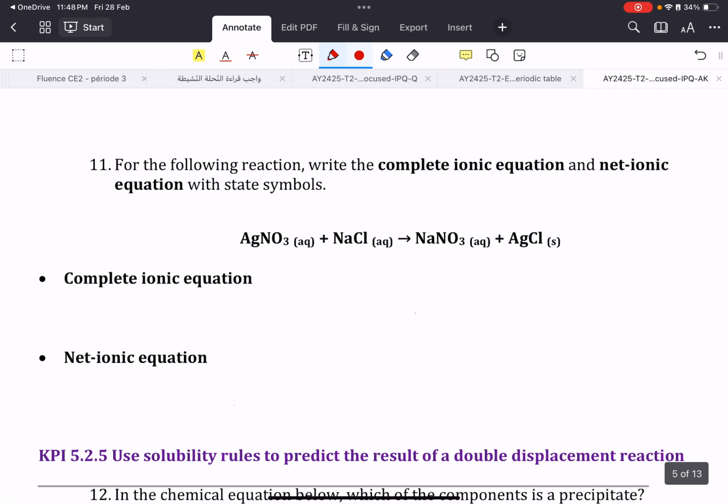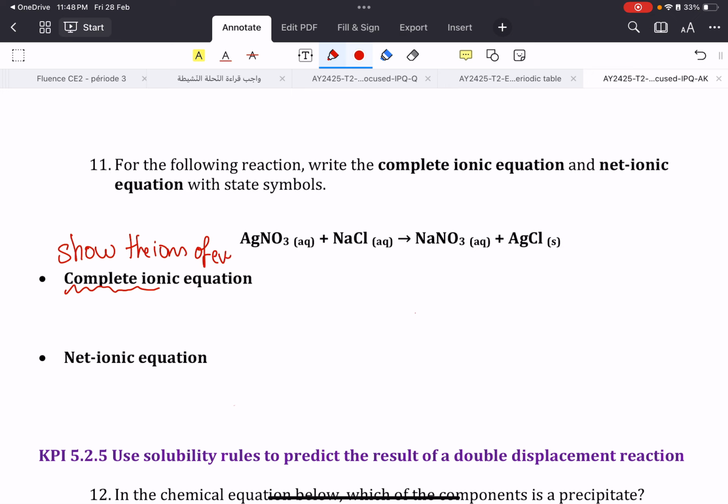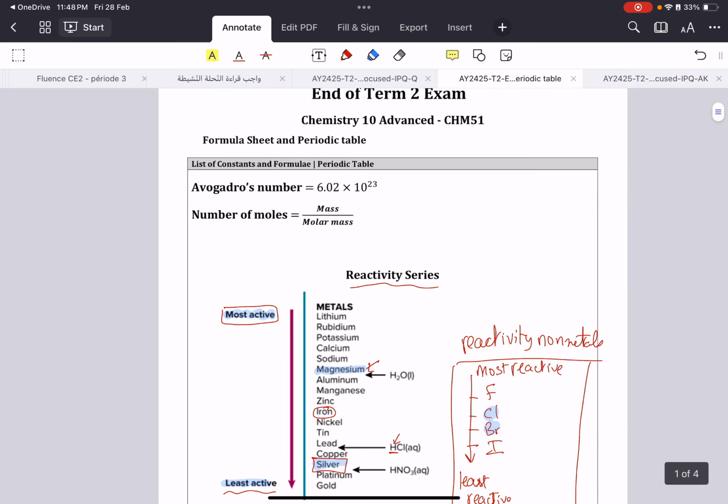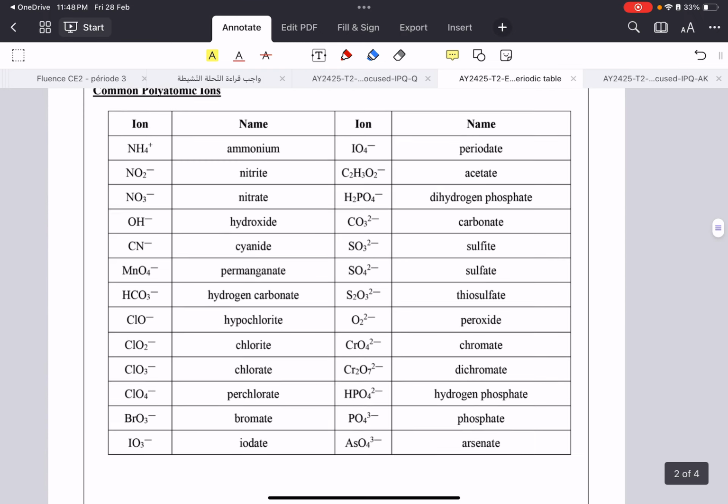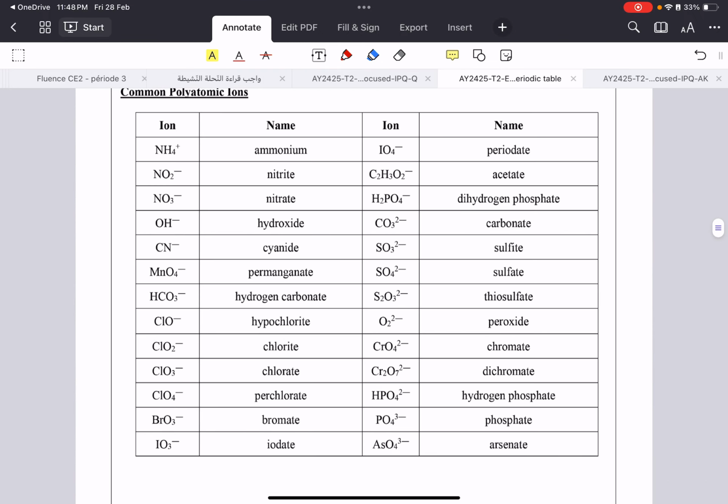Moving on, again, another question. To write the complete ionic equation. Since this is written in the focused question, I cannot underestimate these questions, and you need to split. When they ask you to write the complete ionic equation, you need to show the ions of every compound. Now, in your formula sheet, you have the list of polyatomic ions given to you, and this is going to help you.